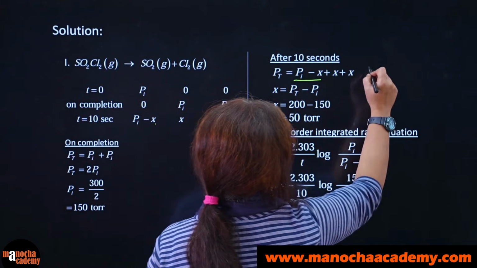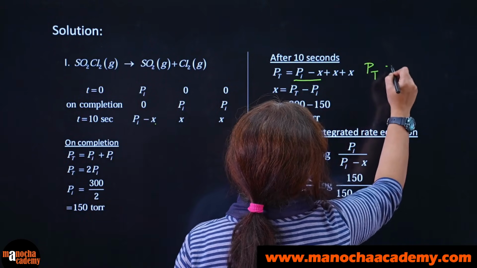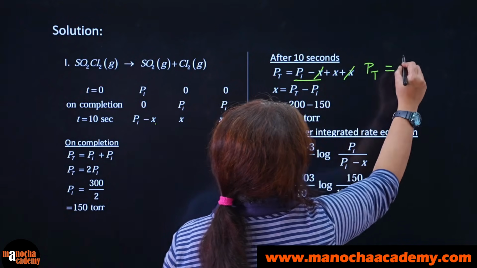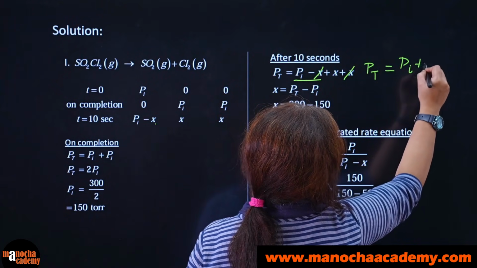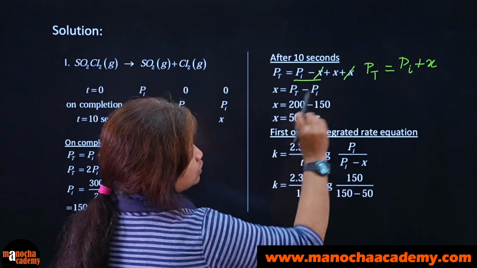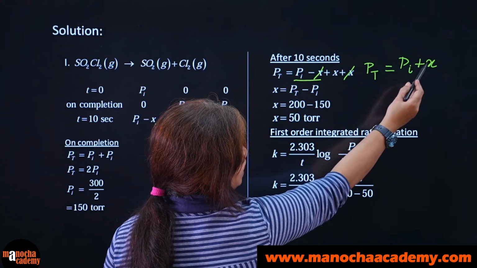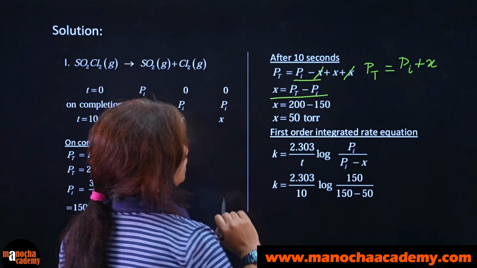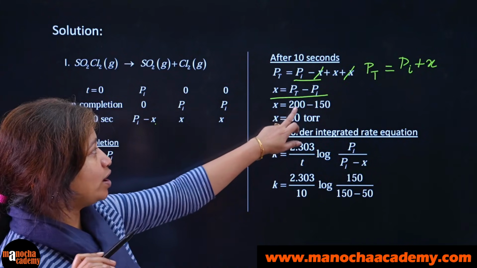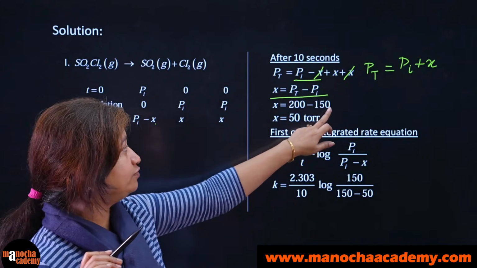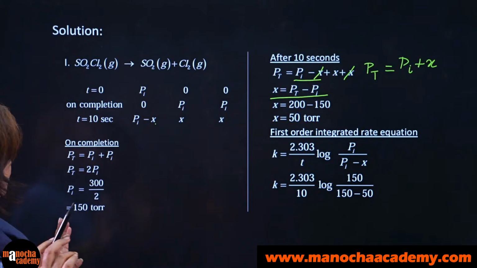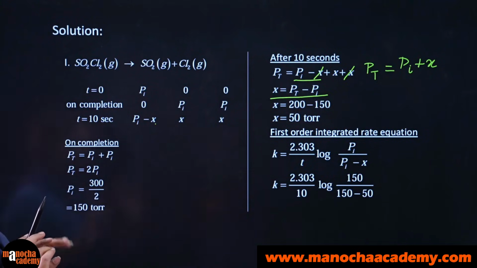So here I am writing PT, you are getting here. This X and this X cancel. So you are getting here Pi plus X. So from here, X you are finding out. X is PT minus Pi. So this you got. Now, PT in the question 200 was given, and in the question this 150 is also given. So X you are getting here 50 torr. Right? You are getting 50 torr.